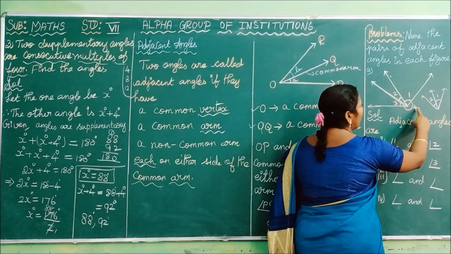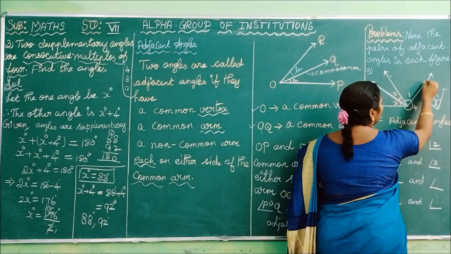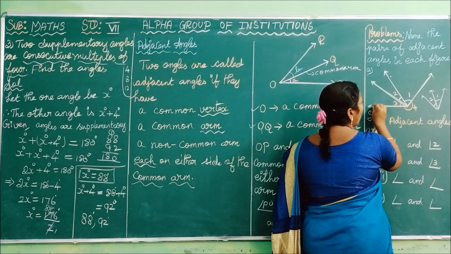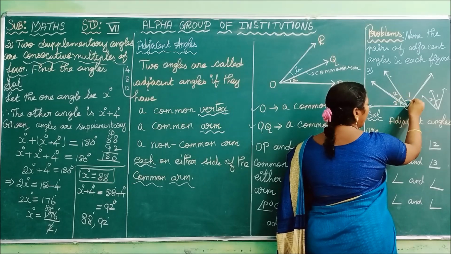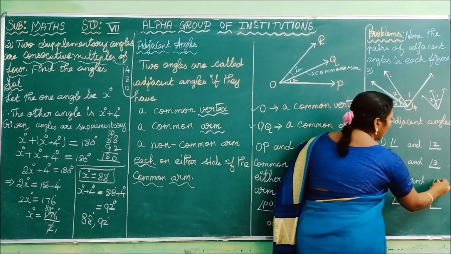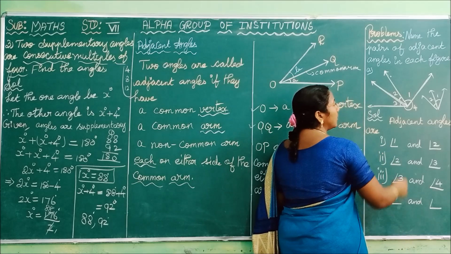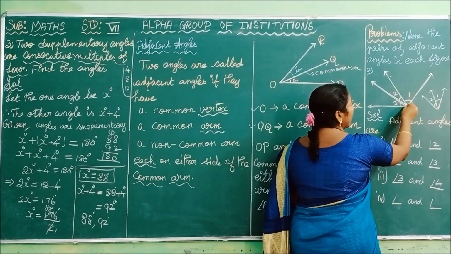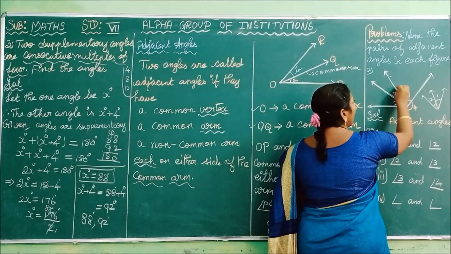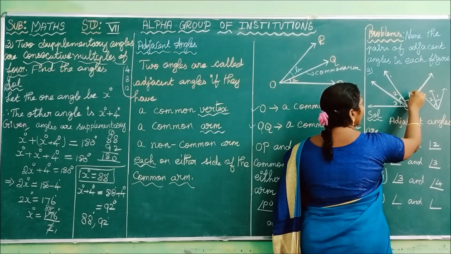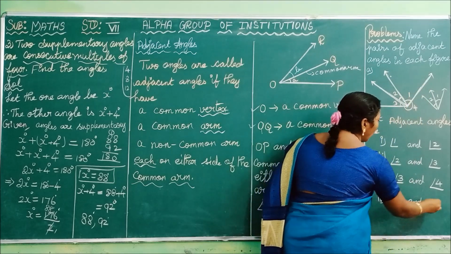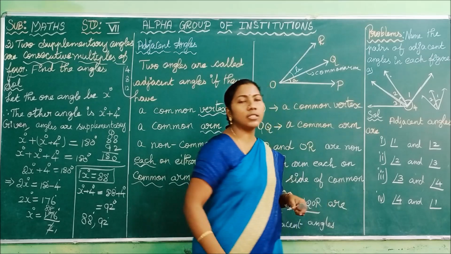Similarly, angle 3 and 4. See here, angle 3, angle 4. They have the common arm and also the non-common arms. So we have to say 3 and 4 are adjacent angles. Similarly, 4 and 1. See here, these are the non-common arms. This is the common arm. So we have to write angle 4 and 1 are adjacent angles. It's clear, children?